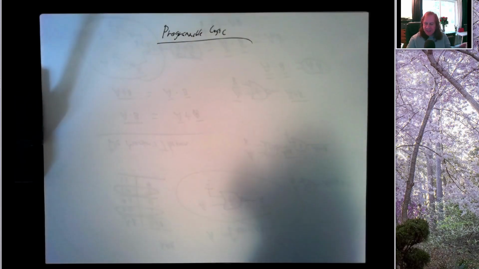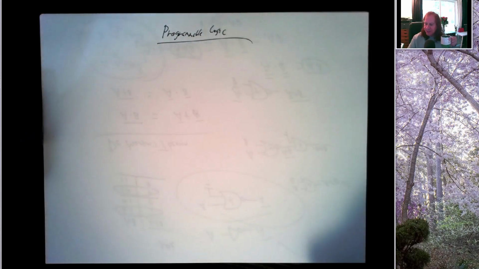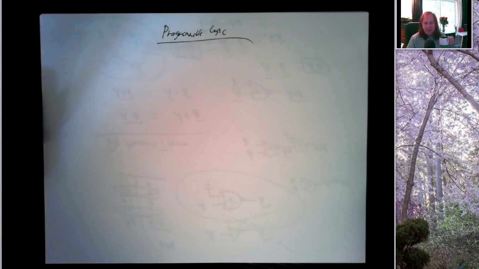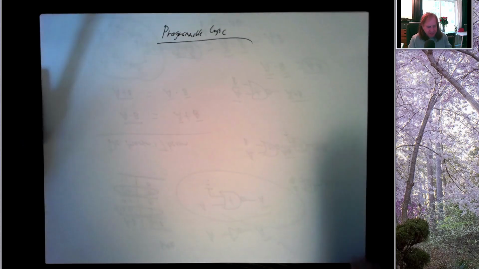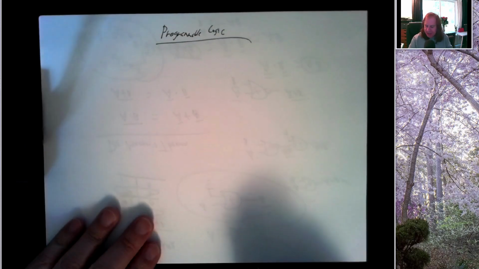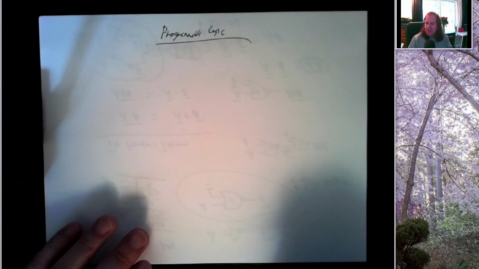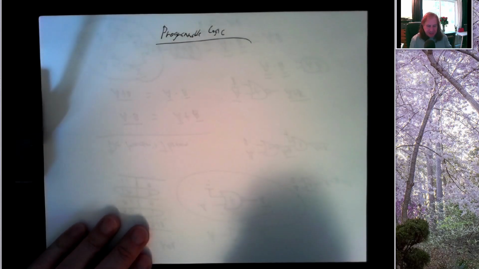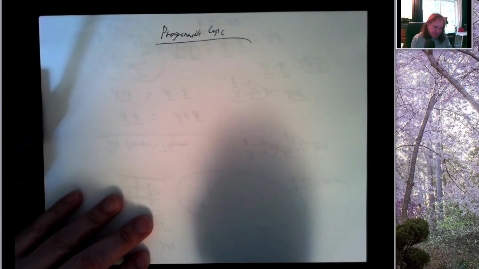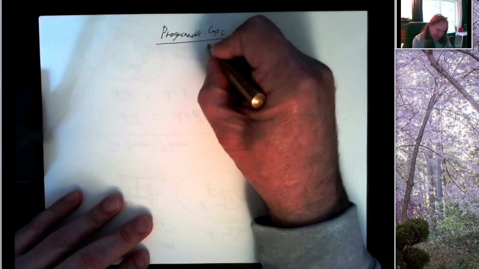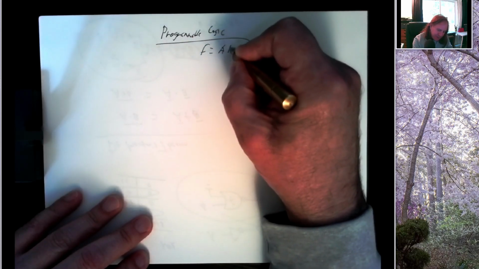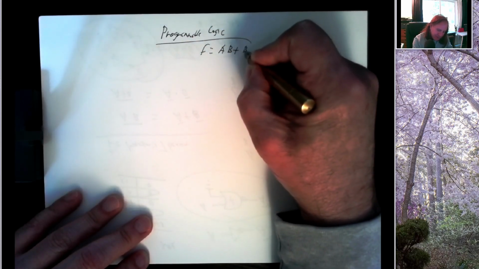The idea of a single physical piece of hardware that can be customized to do different tasks. And we've already encountered a key idea behind this when we looked at how to draw circuit diagrams neatly without a lot of crossed wires. So suppose I wanted to implement a function like f equals ab or b bar c.